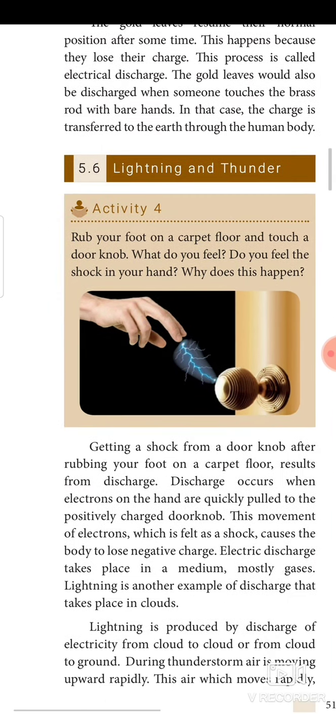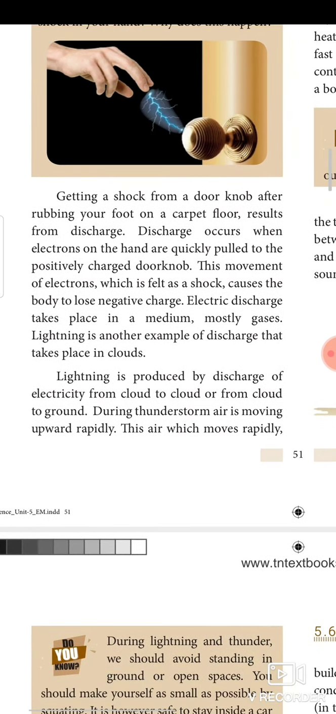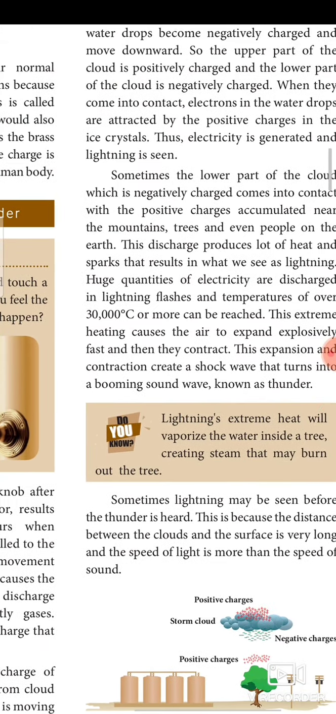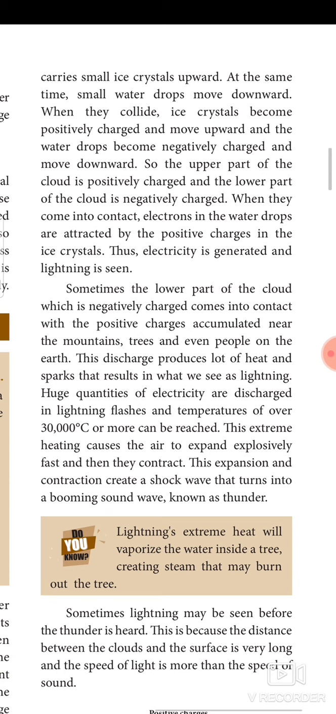Next, we need to see about lightning and thunder. How is lightning produced? Lightning is produced by discharge of electricity from cloud to cloud or from cloud to ground. During thunderstorm, air is moving upward rapidly. This air, which moves rapidly, carries small ice crystals upward. At the same time, small water drops move downward.